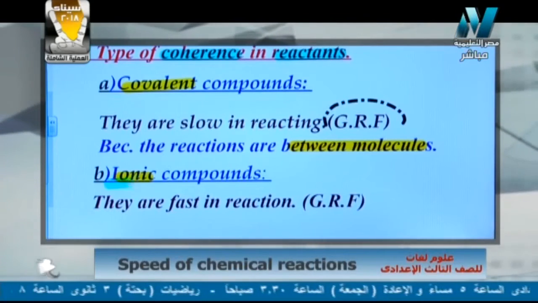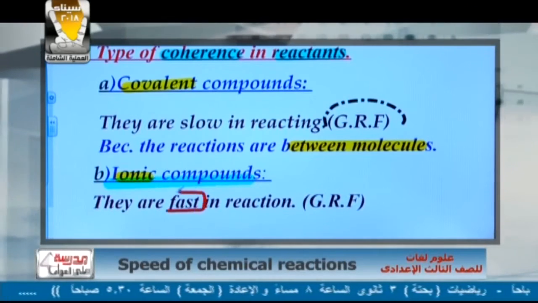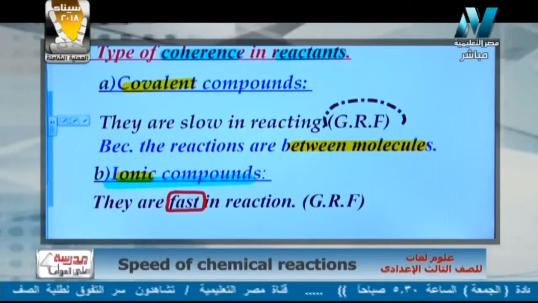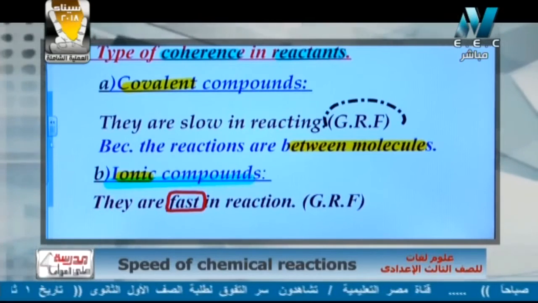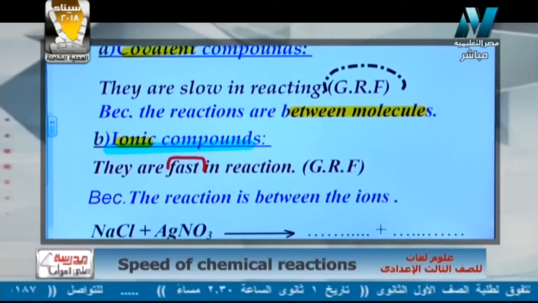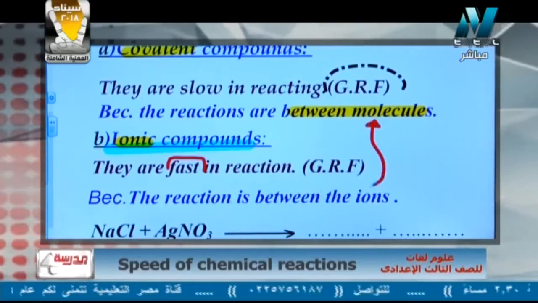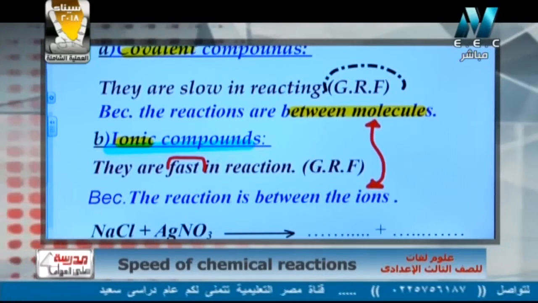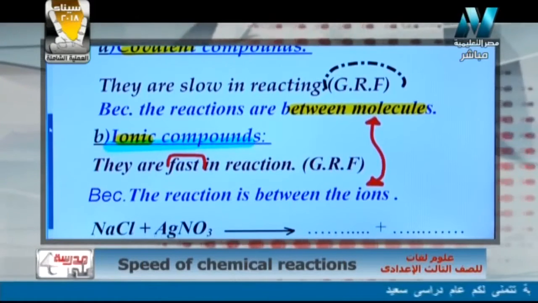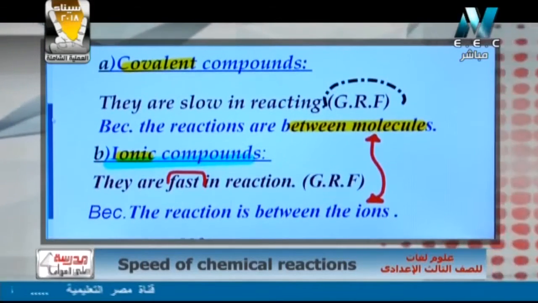But here we have the other side. We have ionic compounds. The reaction between the ionic compounds is fast. Why? Because the reaction here is between molecules or ions? Of course, because the reaction is between ions. So the reaction between ions is faster than the reaction between molecules, as a comparison between the reactants in the speed of chemical reaction, number one, as a type of coherence between the reactants.